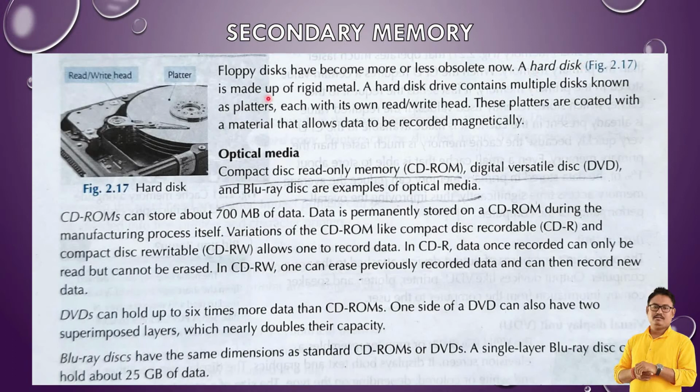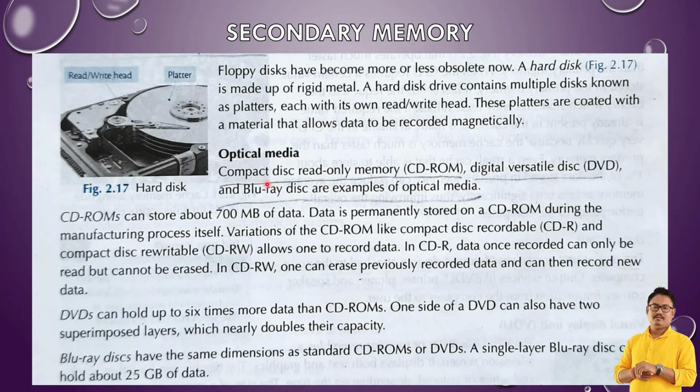Now, a hard disk is made up of rigid metals. A hard disk drive contains multiple disks known as platters, each with its own read/write head. These platters are coated with a material that allows data to be recorded magnetically. So floppy disks are no longer used nowadays; they are obsolete.